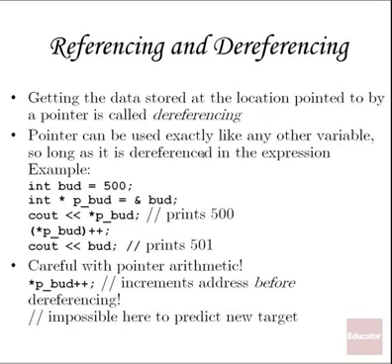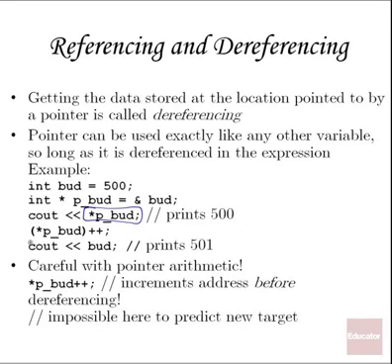So we have integer bud 500, and we have a pointer to bud, which is bud's address. If we print this out, this will print 500 because this is dereferencing. See, pbud is pointing to where bud is. So this is saying, go to where pbud is pointing and grab that data and then print it out. So this will print 500.